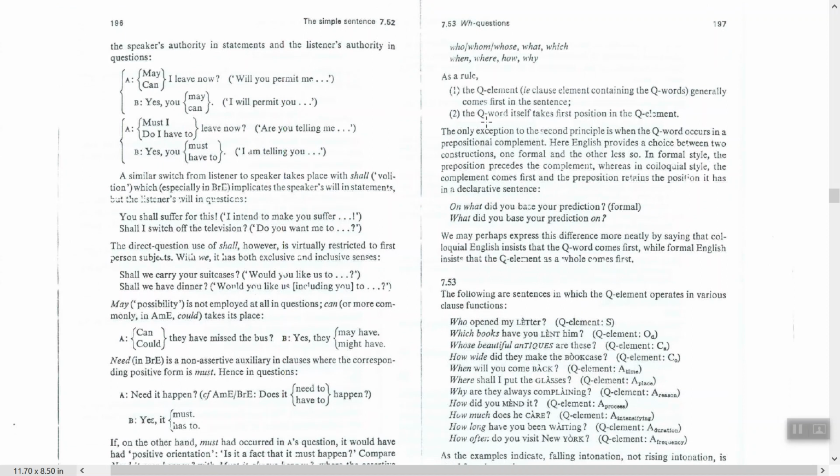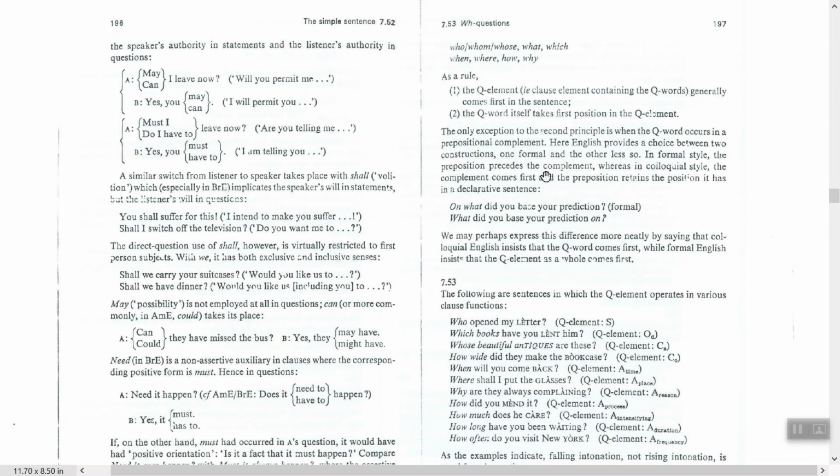Here we have an exception to this second principle: when the Q word occurs in a prepositional complement. You see here two examples, and we are going to talk about them. This is the explanation about these two examples.